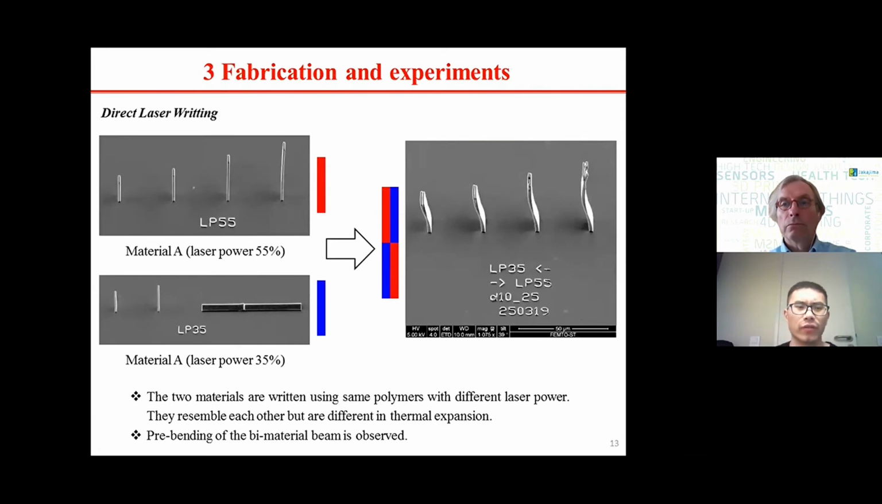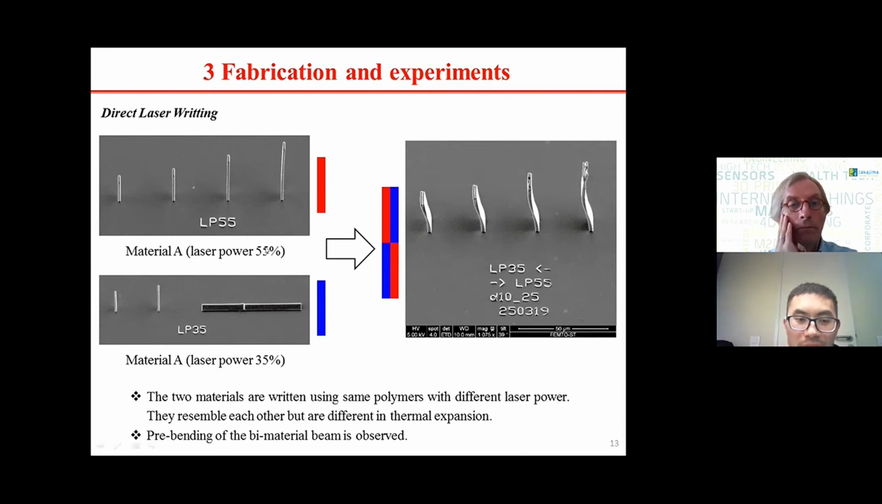Finally, I want to present some details on the fabrication and experiments. As I have mentioned before, we use two materials to build these functional structures, but in lithography, it's by no means easy to fabricate a complex structure using two different materials. So here, our strategy is that the two materials are written using the same polymer, absolutely the same polymer, but with different litho power. So the two materials resemble each other, but are rather different in thermal expansion. The difference of thermal expansion is just the key to our project.